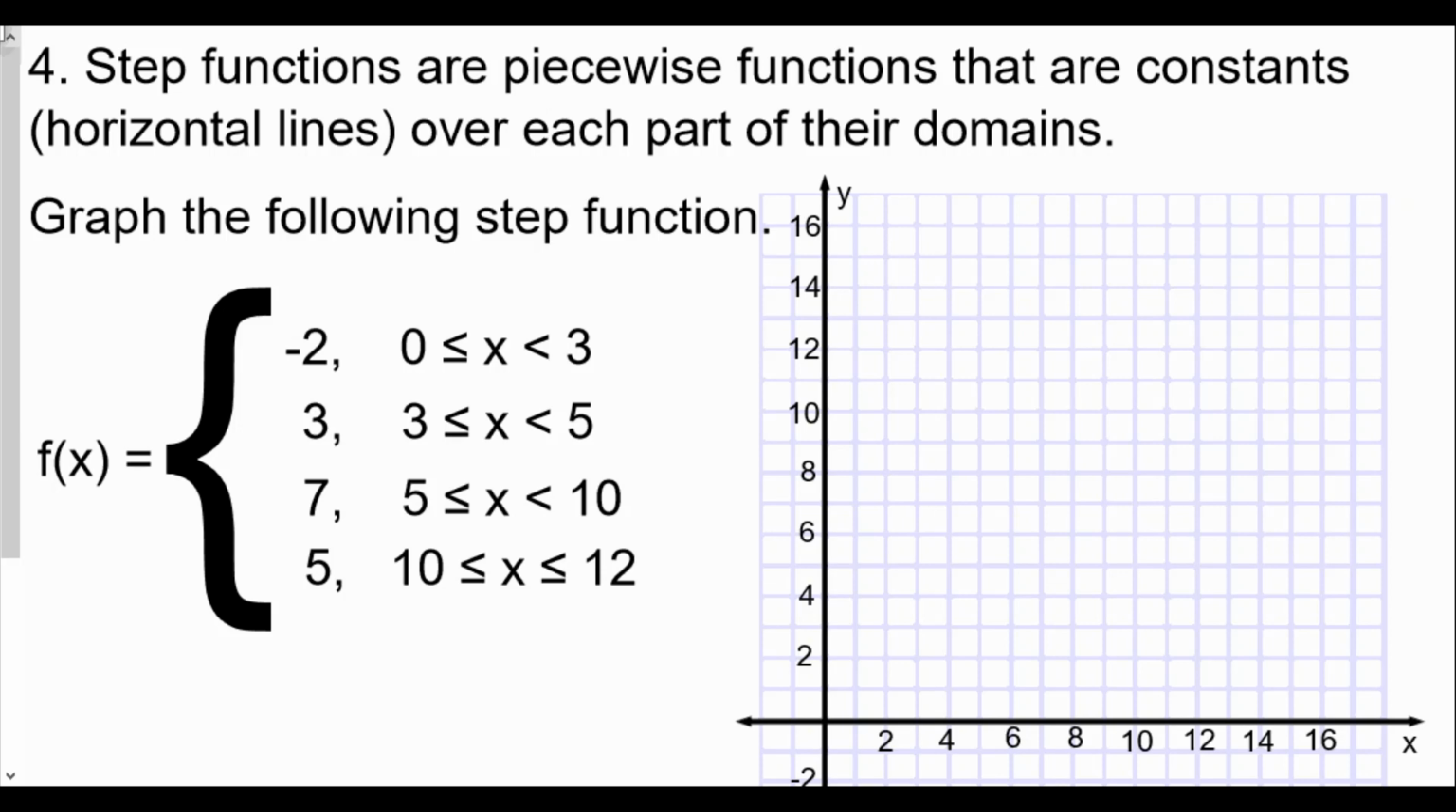So here we see step functions are piecewise functions that are constants. In this case, this one here has little horizontal lines over each part of their domains. We'll be graphing the following step function. When we graph step functions, there are a couple of things we want to keep in mind. We're not going to graph all these lines across the entire graph, but only parts of domains. And I have a couple of little steps we can take a look at when graphing.